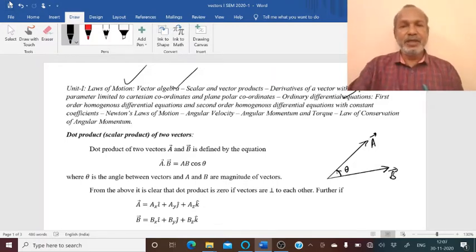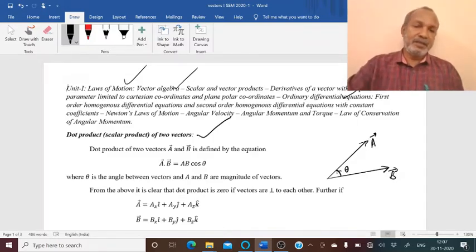So there are two types of products of vectors. They are the scalar and vector product. They are also called dot product and cross product. Dot product is scalar product and cross product is vector product. So first I will discuss this dot product of two vectors.